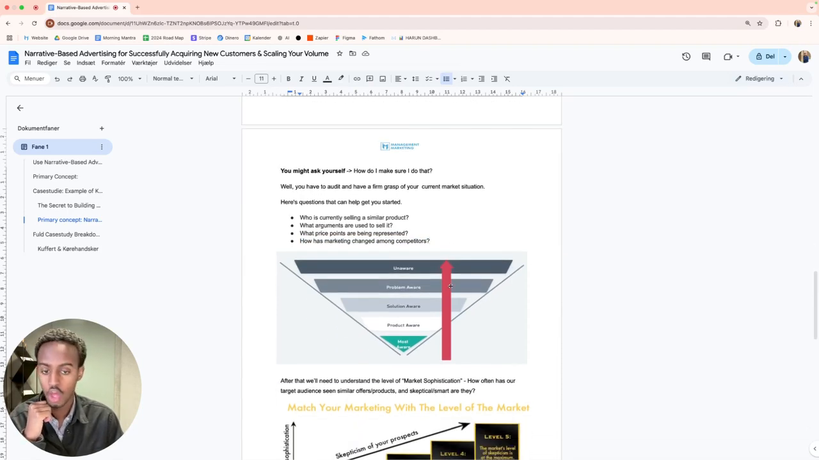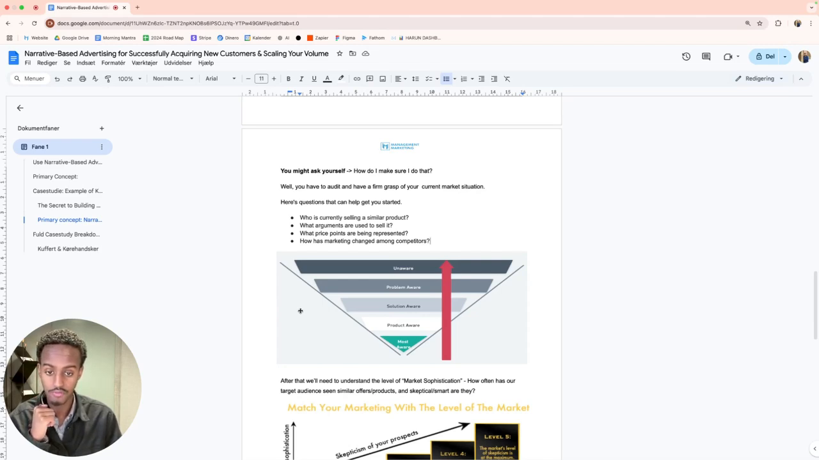Now, when you essentially have a firm grasp of your current market situation, you also have to align your advertising with the 5 levels of awareness, where you as an advertiser want to penetrate up, meaning that you want to essentially penetrate all that is most aware, then go up to the people who are product aware, and step by step essentially align yourself with each awareness stage.